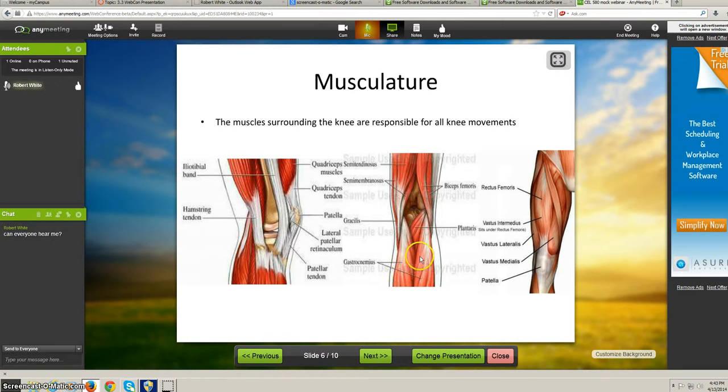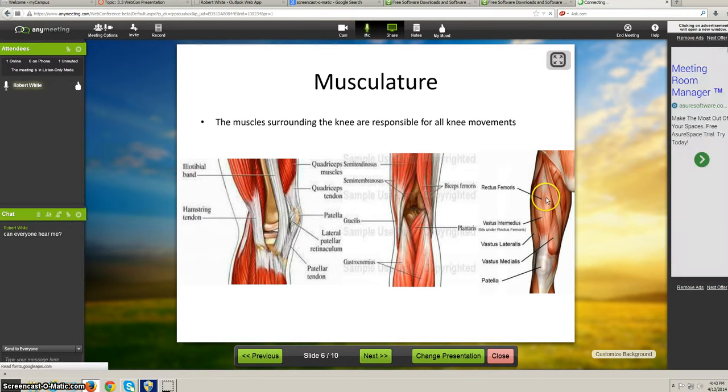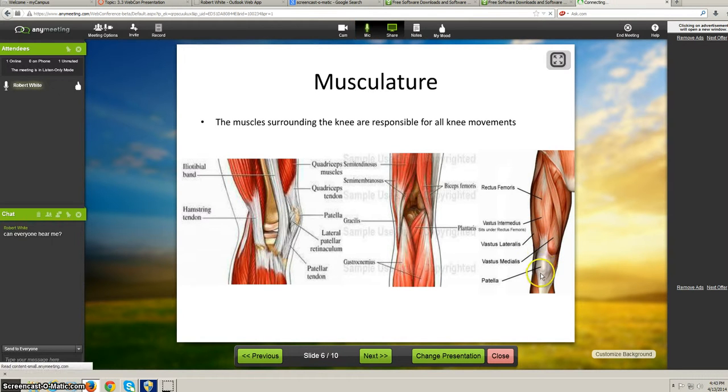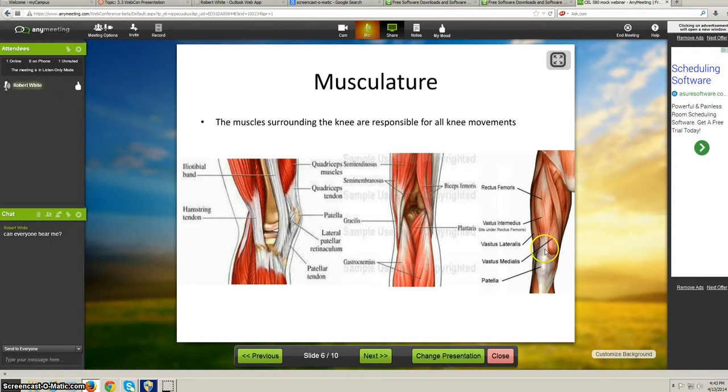All muscles surrounding the knee are responsible for all movement around the knee joint. So here on the far right, we see the rectus femoris, the vastus intermedius, the vastus lateralis, the vastus medialis, and all these 4 muscles comprise or make up the quadriceps, or more commonly just referred to as the quads. And this is what I was talking about here, the patellar tendon coming off the rectus femoris. You can see where the patella is here, just covered up by that and held on by the patellar tendon.